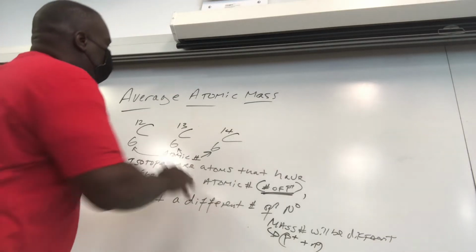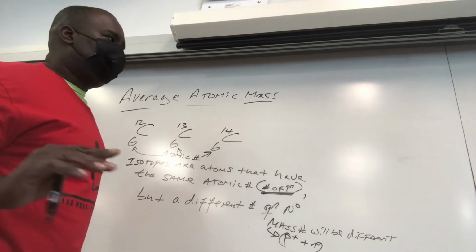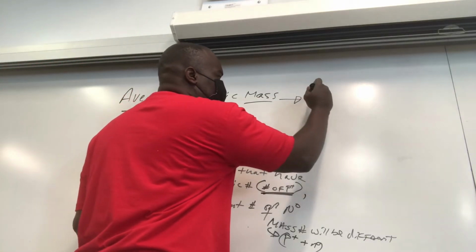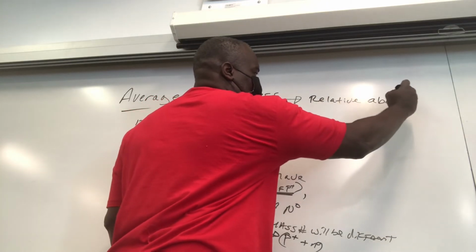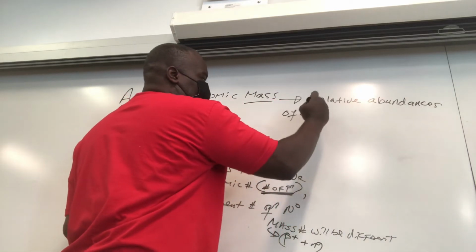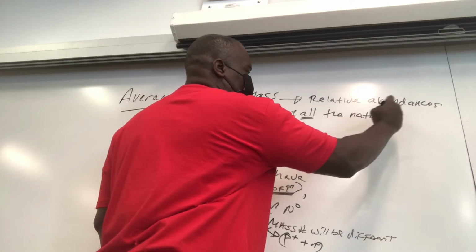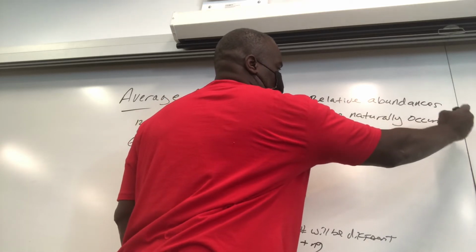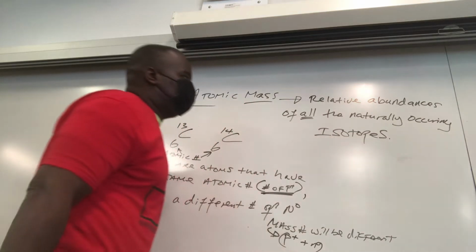Now, there's something called the average atomic mass that you can be asked to calculate, and it's really and truly not that bad. When we're calculating the average atomic mass, we are using the relative abundances of all, emphasis on all, the naturally occurring isotopes. So that's what we do.